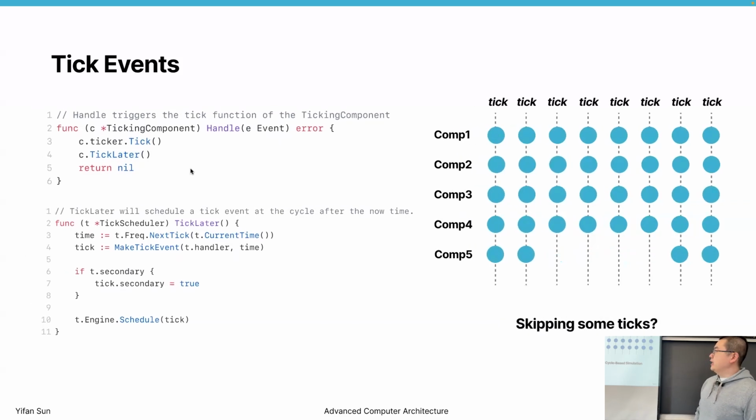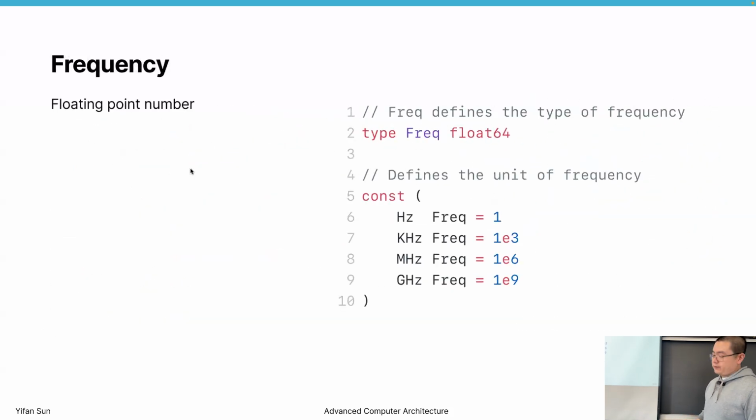Then we want to make it consider this type of case. We want to skip some ticks when it's not necessary. So we need to analyze which ticks are not necessary, right?